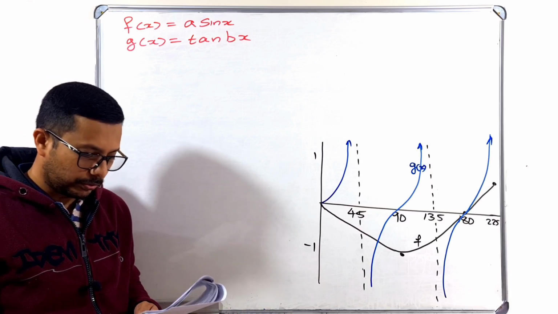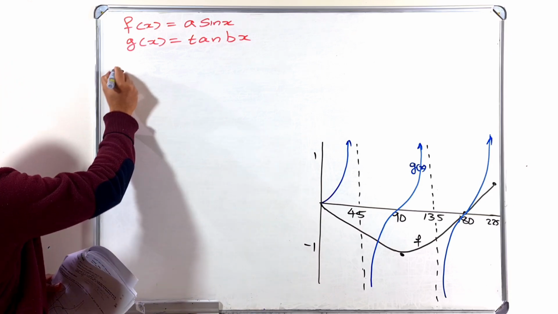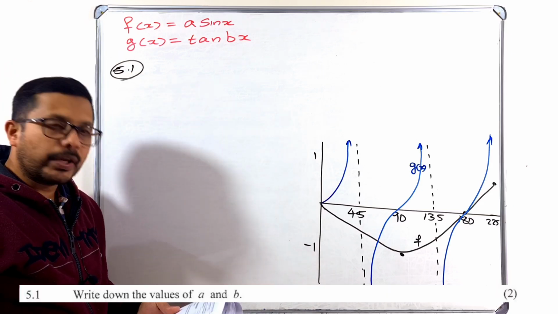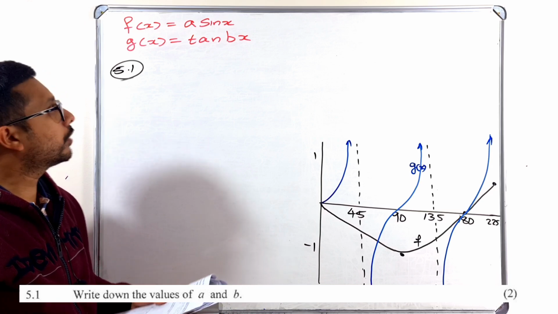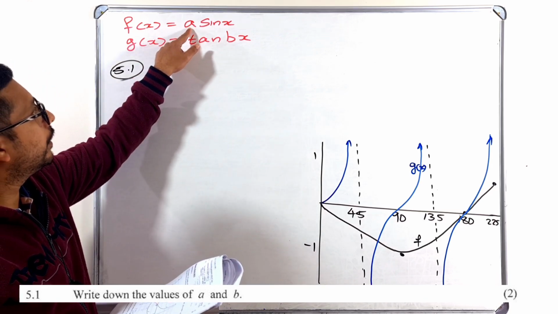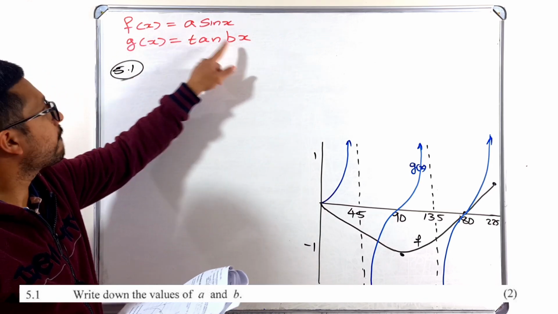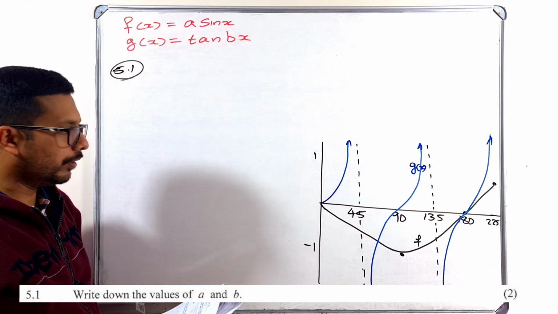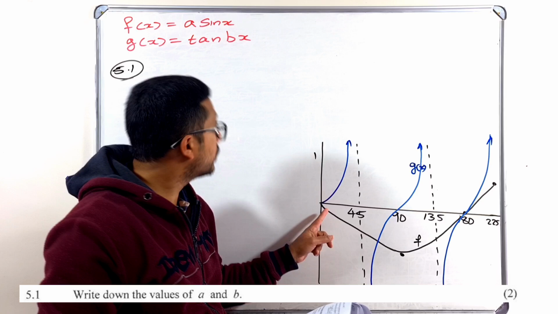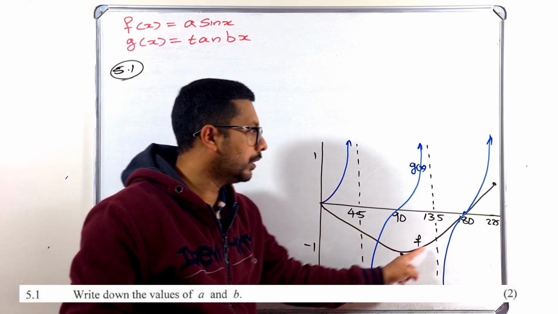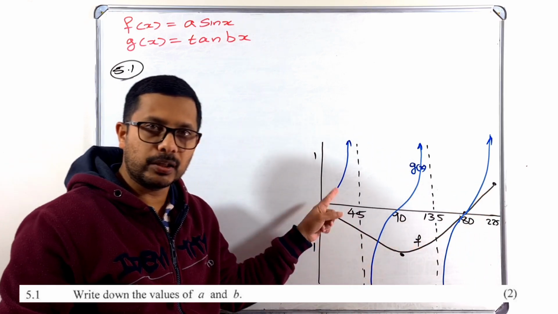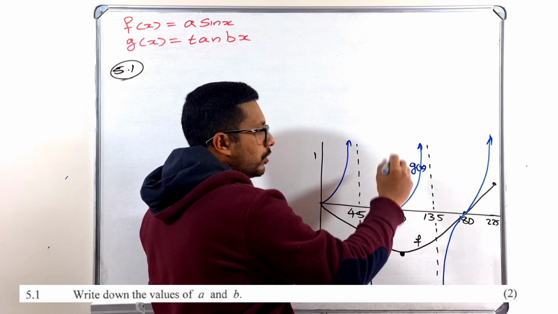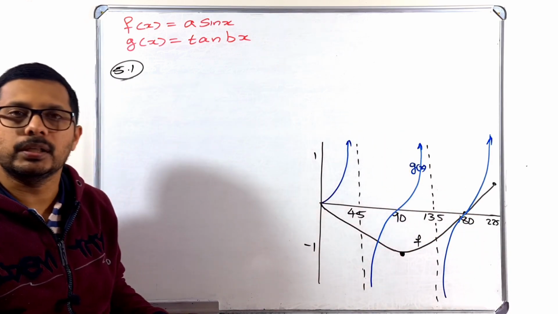Now look at the first question, 5.1. Question number 5.1. What is that question? Write down the values of a and b. You have to write the values of this a and this b. Okay, a is on f of x graph and b is on g of x graph. Which one is our f of x graph? This one, sine graph. This is our f of x graph, the black one. Okay, so this is our f of x graph and this tan graph is our g of x graph.